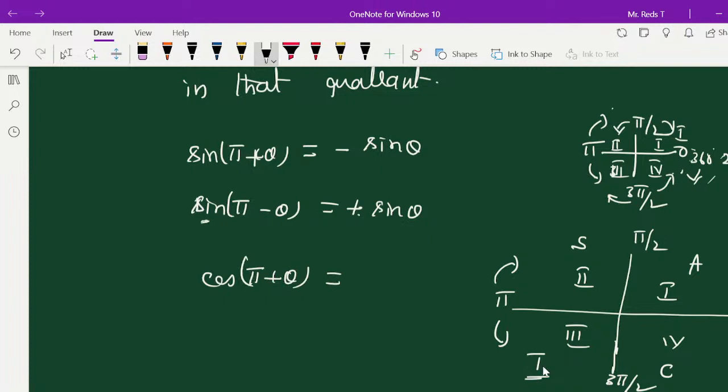In the third quadrant, tan and cot are the only positive ones. Cos is negative, so minus. Cos(pi plus theta) is minus. The function remains the same: minus cos theta.